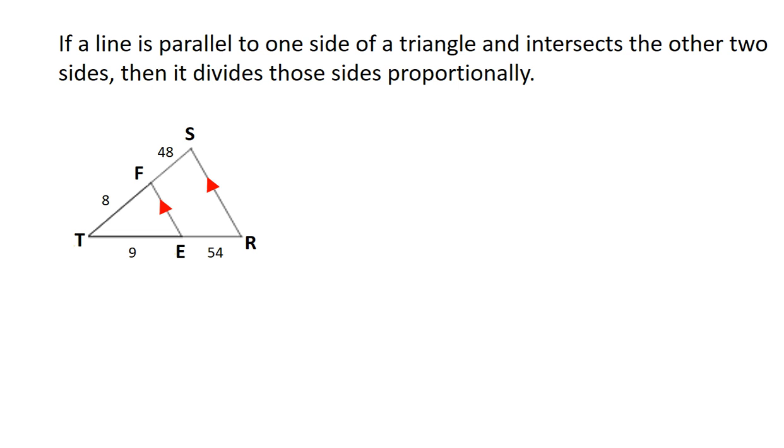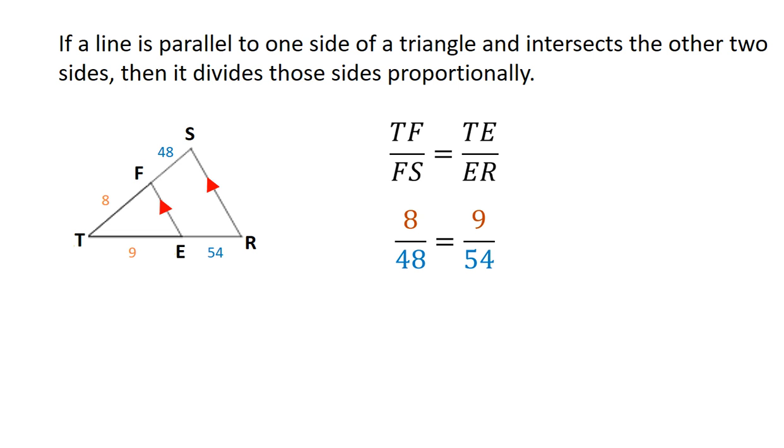parallel to side SR. And so that creates this proportion TF over FS is equal to TE over ER. And so substituting in those numbers into the proportion, you get 8 over 48 is equal to 9 over 54. And simplifying them down, they both equal 1 over 6. So therefore, those sides are proportional.